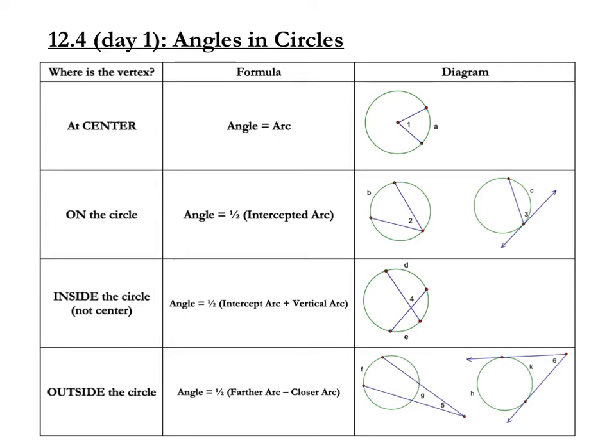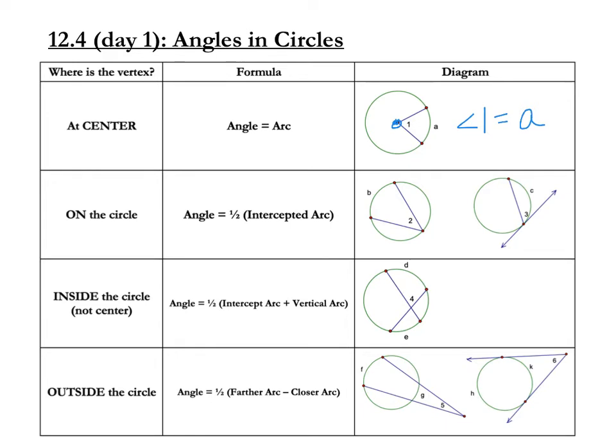So the first chart you see here is trying to break down the difference between what we talked about earlier this chapter and some of the new stuff that we're going to talk about. So everything we look at today, the first question I'm going to have you answer is, where is the vertex? So that's like the corner of the angle. So if the vertex is at the center, smack dab in the center, then the angle is actually equal to the arc. Those are equal to each other.